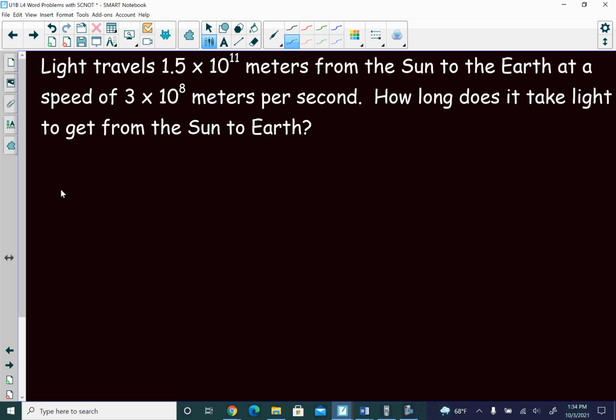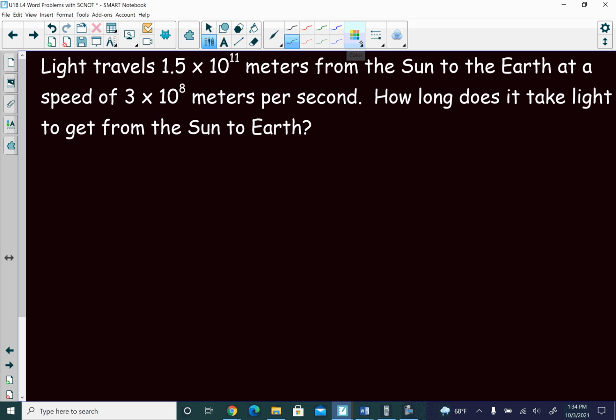All right, so light travels 1.5 times 10 to the 11th meters from the sun to the earth at a speed of 3 times 10 to the 8th meters per second. How long does it take light to get from the sun to earth? In this one, this is similar to one we did last week where we talked about if I have a certain distance that I'm traveling.